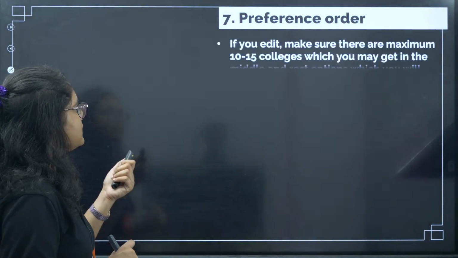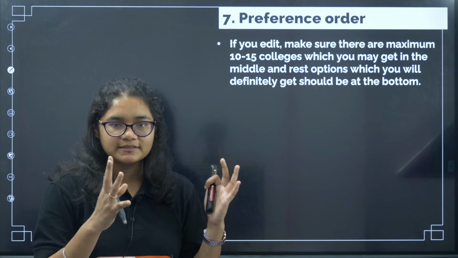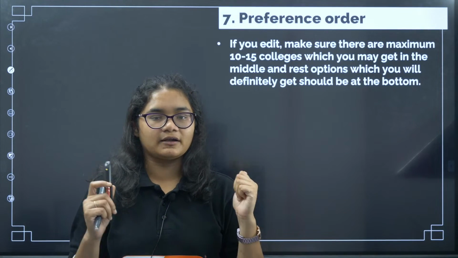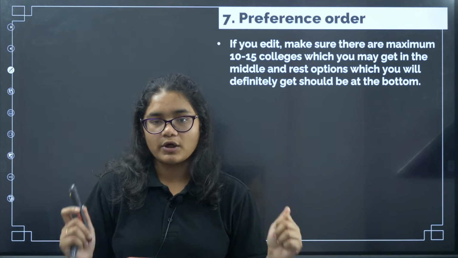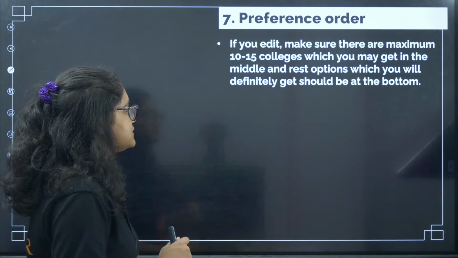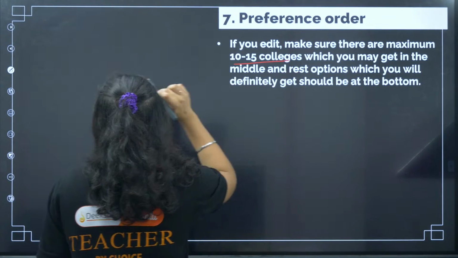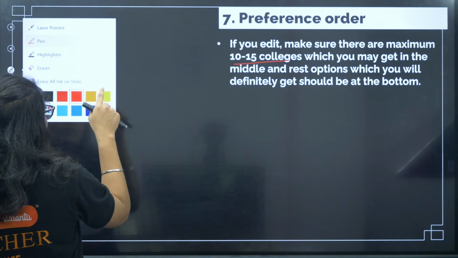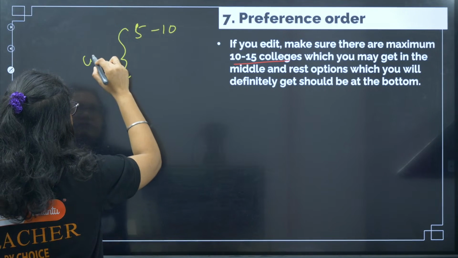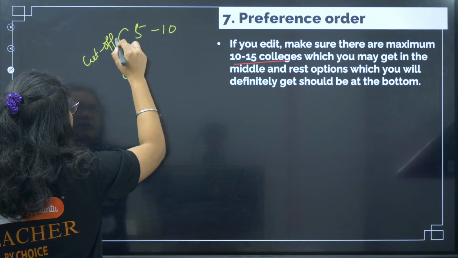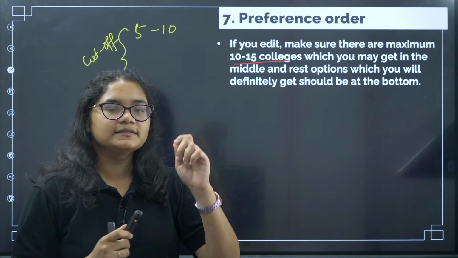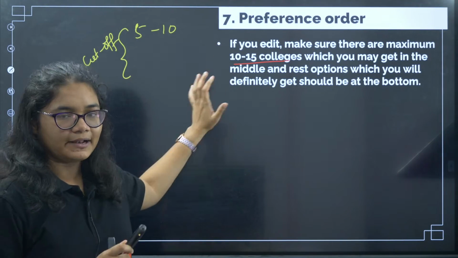Now coming to the 7th one here, preference order. This is very important. First, you have to select 10 to 15 colleges where there is a probability of getting. Then you should select 5 to 10 colleges where the cutoff is very high and you will not get that college based on your rank. Some 5 to 10 options you can add in that range.